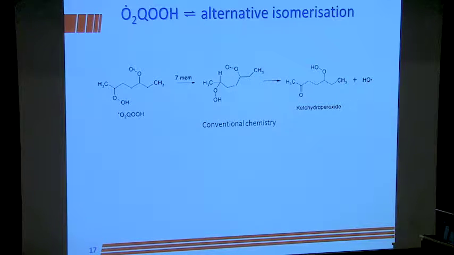So we only allowed this to happen. We had this transition state, a 7-membered transition state. We formed this carbonyl hydroperoxide plus OH. But we didn't allow any other isomerizations to occur. But can other isomerizations occur, do you think? Yes, of course. So what could occur? What would be a good one?